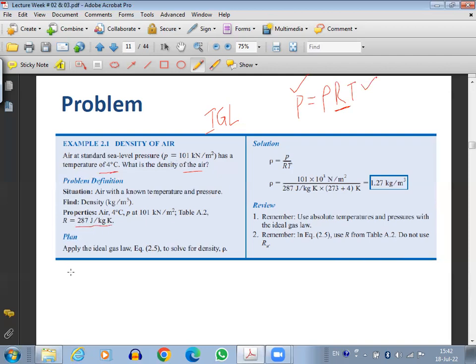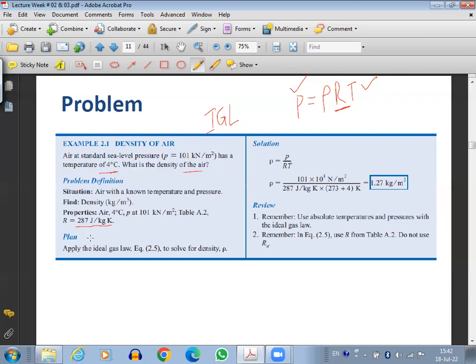Obviously, the value of R will be provided to you in the exam, either within the problem itself or in a separate table where the value of R is given. You don't need to memorize it, but always check the unit. Always check the unit.